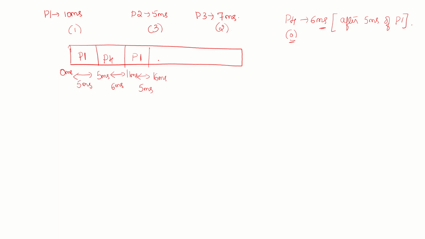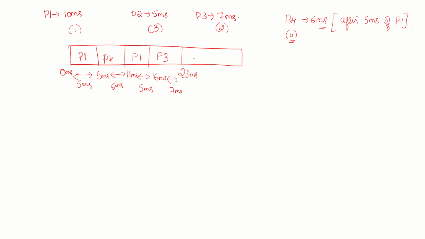Next, we have to check for the priorities of P3 and P2. So P3 comes at 16 milliseconds. P3 executes for 7 milliseconds. So P3 completes its execution at 23 milliseconds. Now, at this 23 milliseconds, P3 completes.